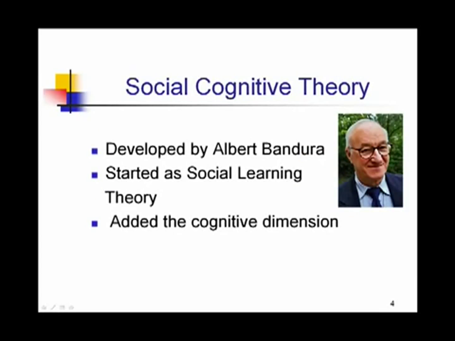The social cognitive theory was developed by Albert Bandura. It started as the social learning theory. That was the first title for it, and that work began in the 1960s. He later added a cognitive dimension to his theory, which is when it became the social cognitive theory.